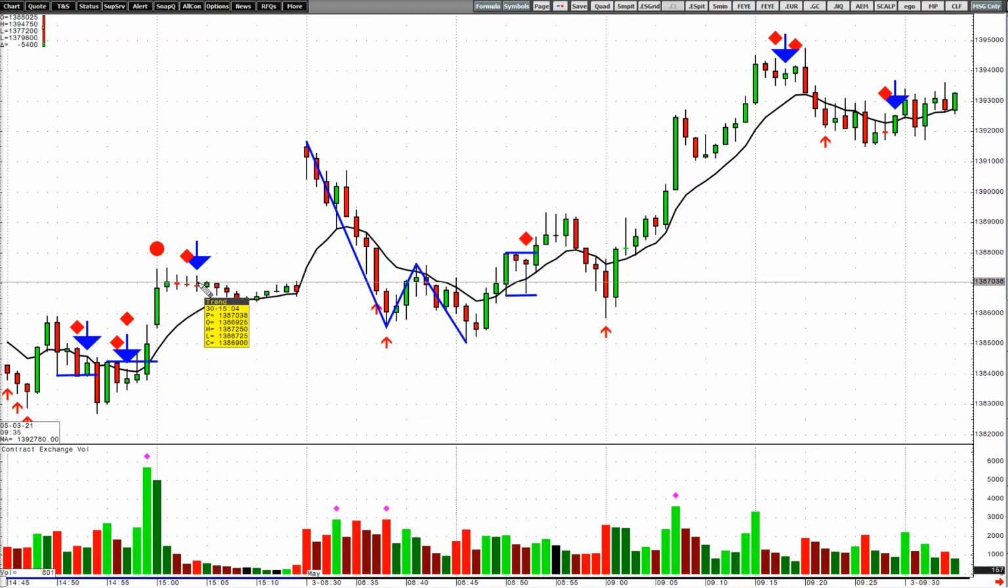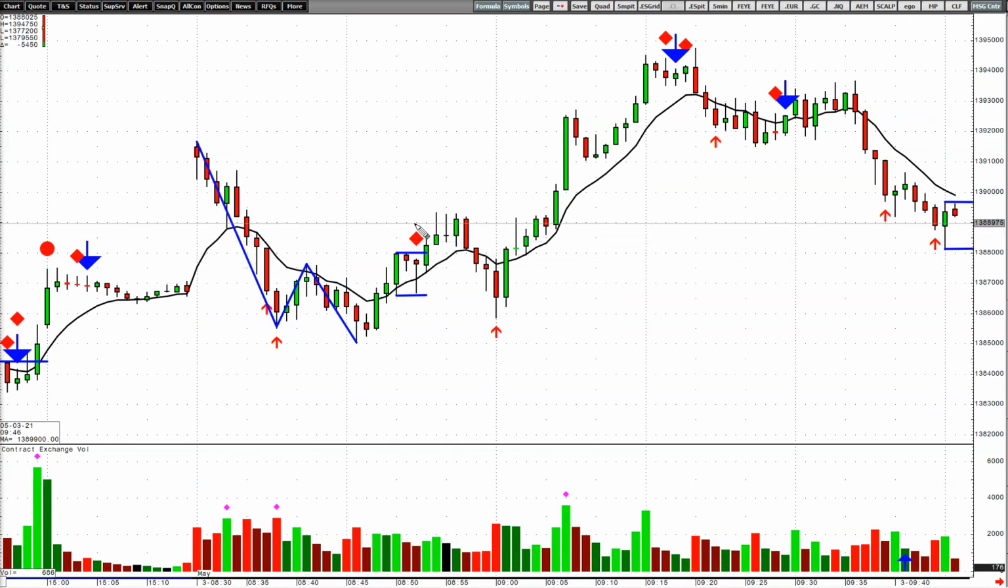This is 3:04 p.m. after the pit close, after the stocks themselves stopped trading, so that would not be a good time to be scalping futures.